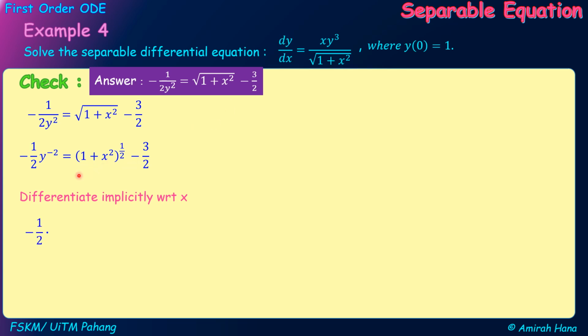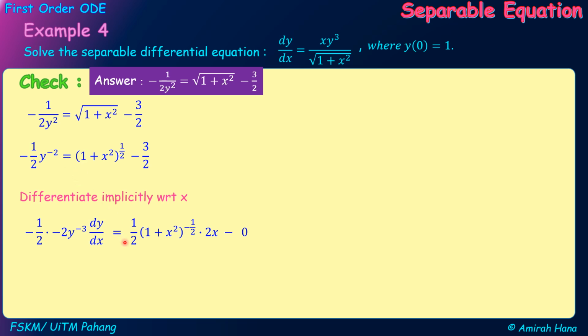From here, we still have constant negative half. And when we differentiate y to the power of negative 2, we can use the power rule. So we move negative 2 in front, and then y to the power of negative 2 minus 1, so we get negative 3. And every time we have variable y and we want to differentiate with respect to x, we will have dy over dx at the back. This is implicit differentiation.